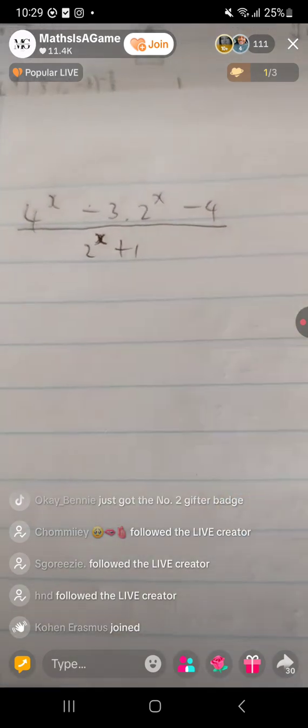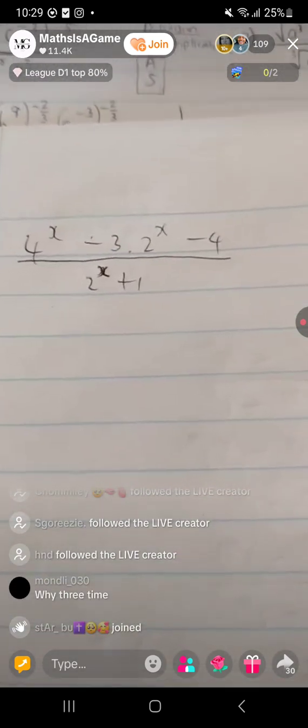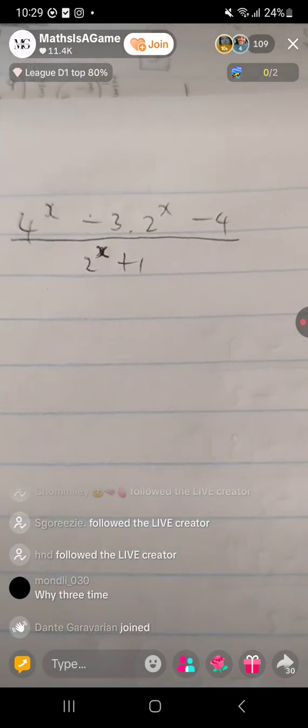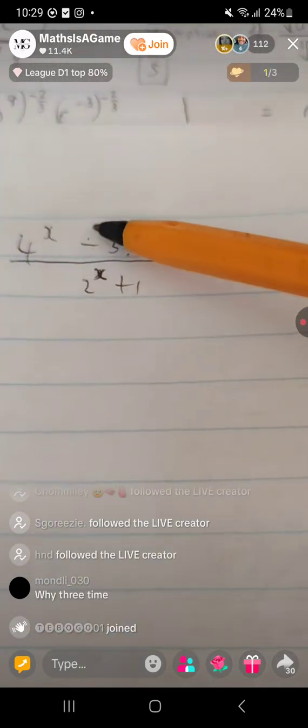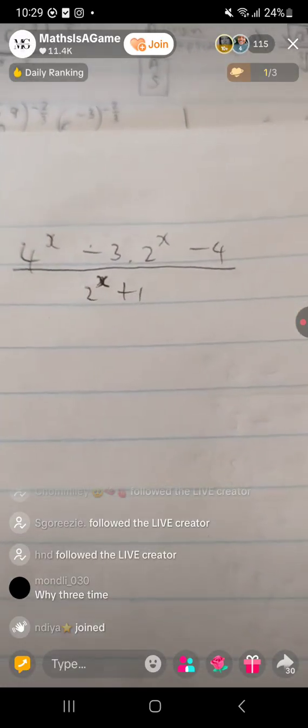In the denominator, we have 2. Monty is like saying why 3? Because this problem has 3. What a question. Okay. Terms are separated by a minus or a plus sign.